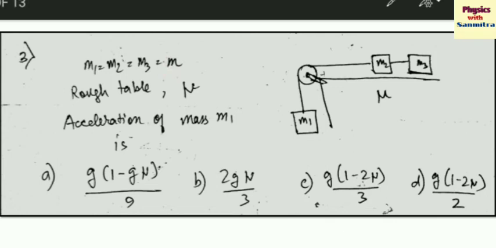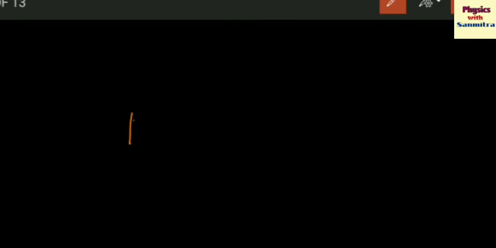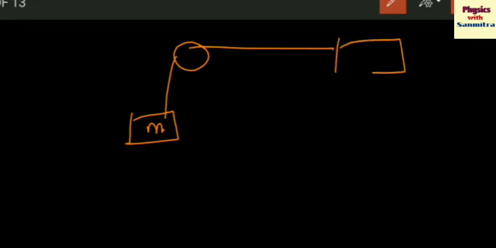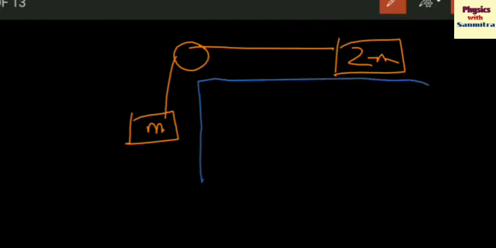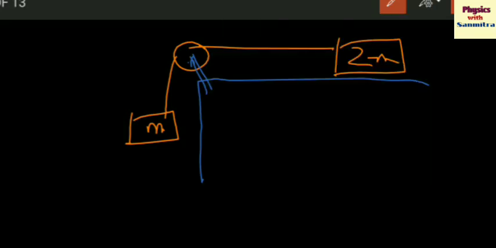So what we can do, we can club these two blocks as a single block of mass 2m, and this is mass m. Now our problem becomes like this. This is mass m hanging here, and this is a block of mass 2m. See, I will draw the free body diagram of both.